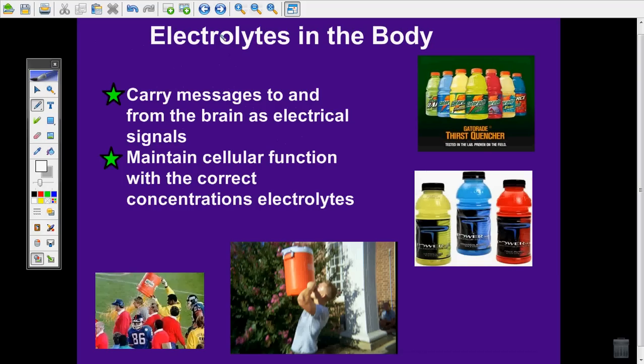Electrolytes in your body are important because they carry messages to and from your brain, and they maintain the correct cellular function. So if you've ever gotten muscle cramps, your coach will tell you eat a banana, or I guess some girls drink pickle juice, which is gross, but it's because it contains those electrolytes. Like bananas have potassium, and potassium, that's what makes your heart beat. It passes over your cellular membrane, makes your heart beat.